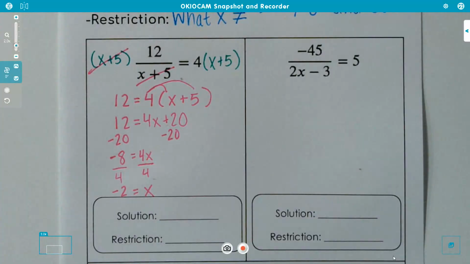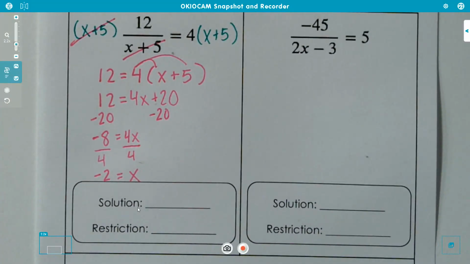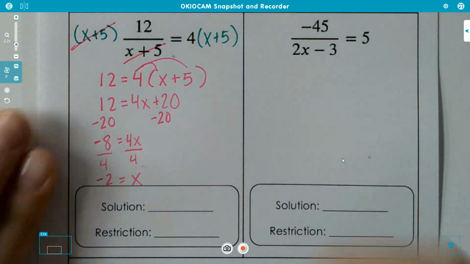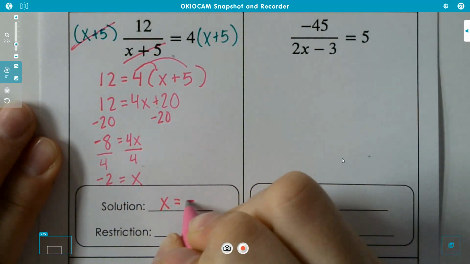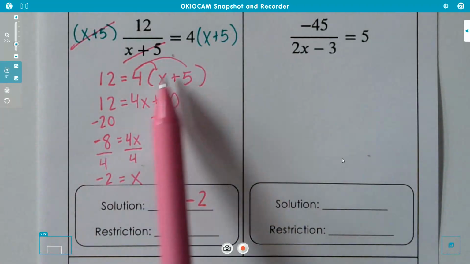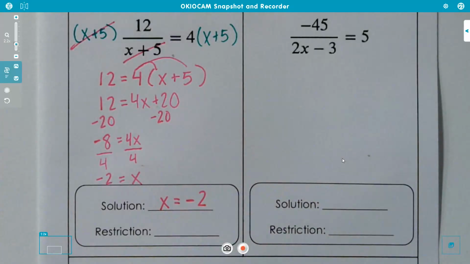Okay. On all of our problems today, I put this handy dandy solution box. So when you get your solution, go ahead and flip it around if it's like that. We can put x equals negative 2. If you are a person who wants to solve with x on the left, we could have written this the other way. So we could have done 4 times x plus 5 equals 12, and that would have been completely fine too. Okay. Any questions for solving for my solution?